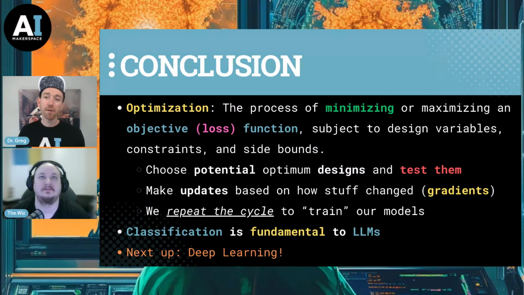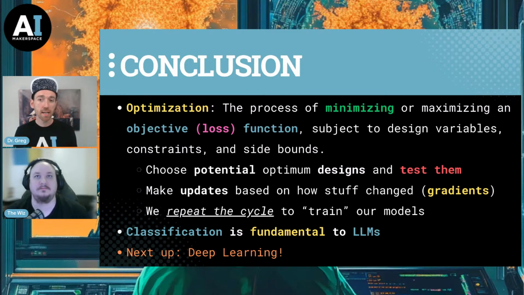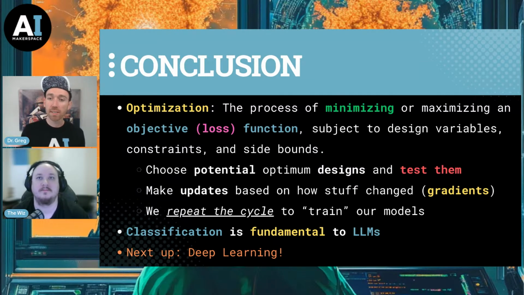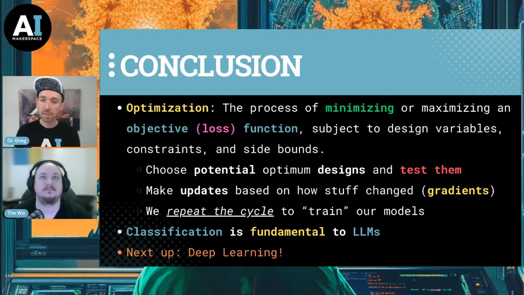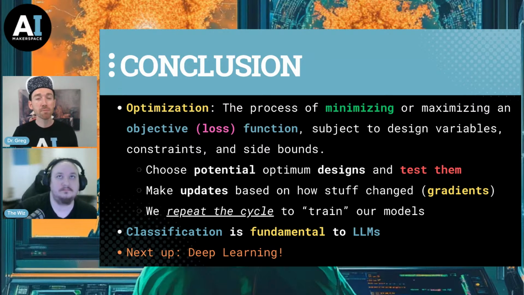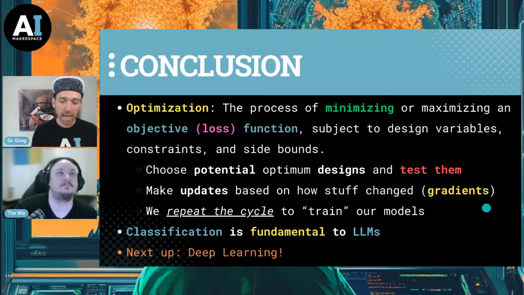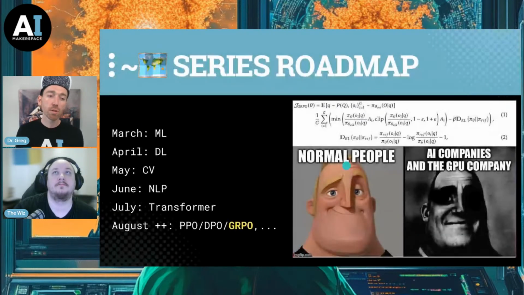Optimization is all about minimizing or maximizing an objective function. We learned that's the loss function for LLMs, subject to design variables, constraints, and side bounds. We want to choose potential optimum designs, test them, and make updates based on how we noticed things changed. Those are the gradients. Then we repeat the cycle, maybe for a number of training iterations, maybe until we converge on a specific number that we wanted. Remember, classification is kind of fundamental to LLMs, even if it's not strictly speaking a classifier. Next up, we'll go deeper into ML by going deep in deep learning. The series will continue next month in April and in subsequent months.